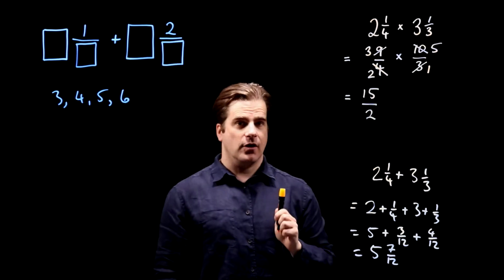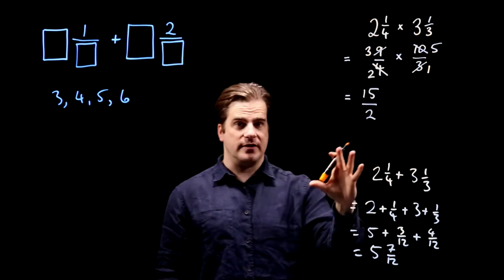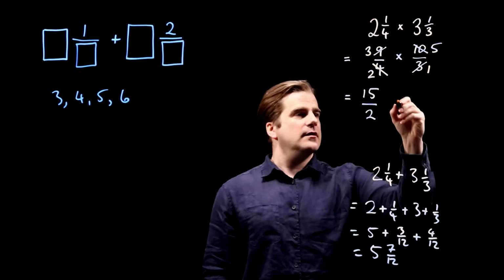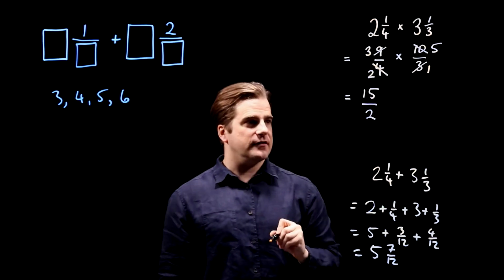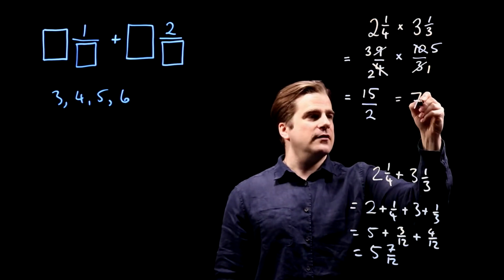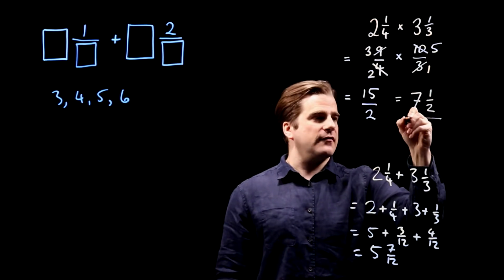We're not going to leave it top heavy. We have to write it as a mixed fraction. You should always do that, whether it tells you or not, if it's your final answer, okay? 2 goes into 15 7 times, remainder 1. So therefore, this is 7, remainder 1 out of 2. So it's 7 1/2.